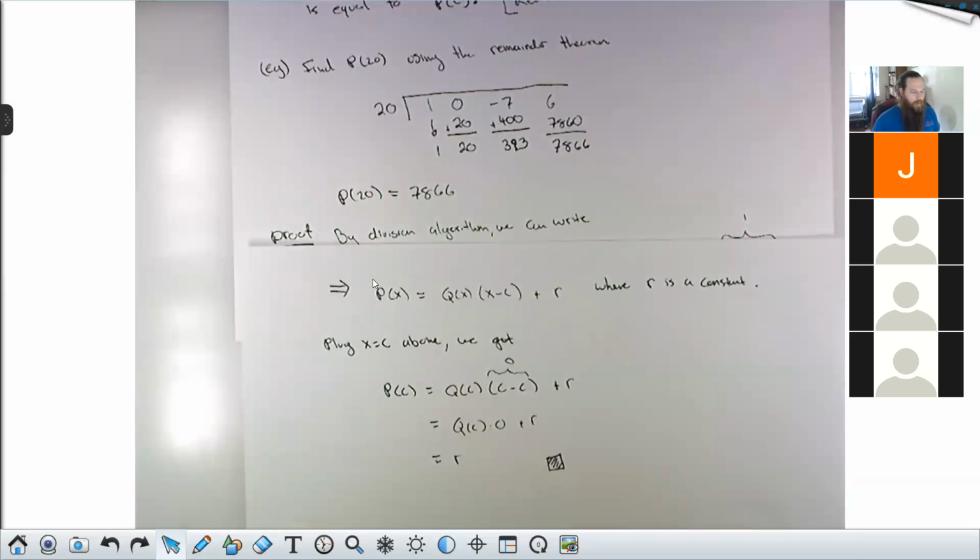Okay. We're almost done with the section here. There's just one or two little things. If I specify the roots of a polynomial, how do you find the polynomial? This is going to lean again on that TFAE thing.